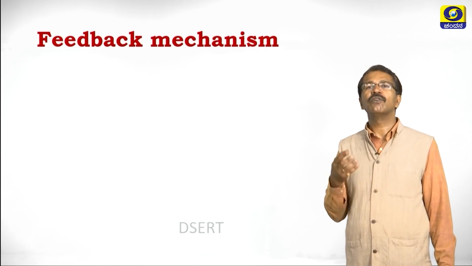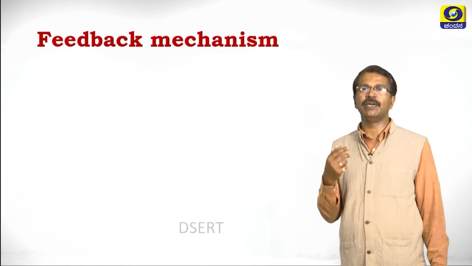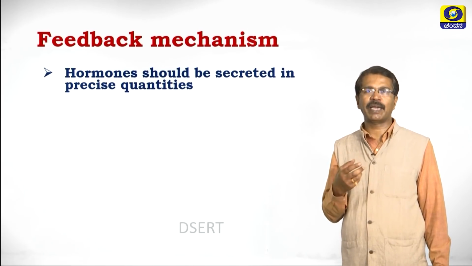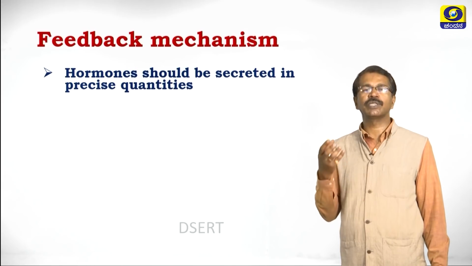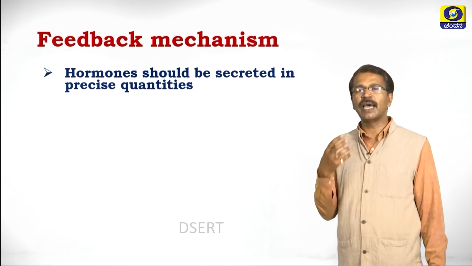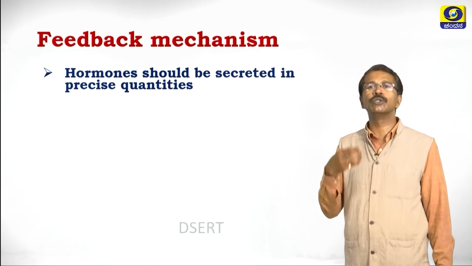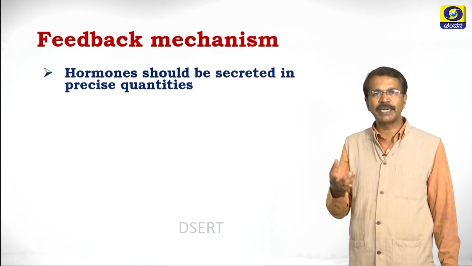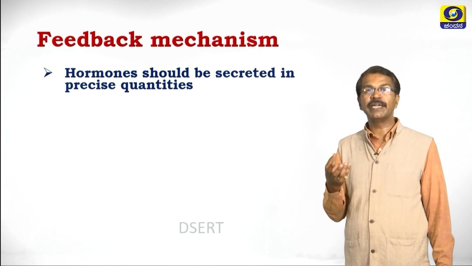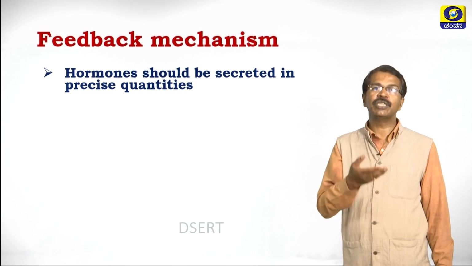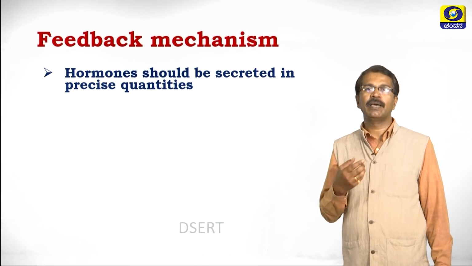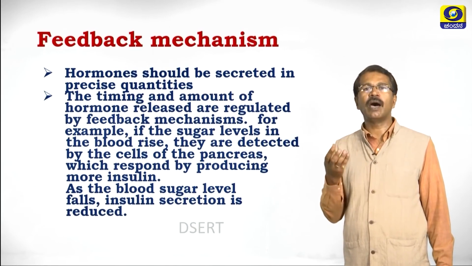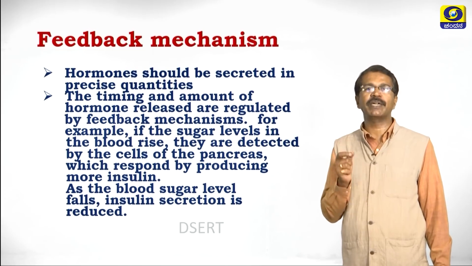Now come to the feedback mechanism. What is this feedback mechanism? How do hormones or glands come to know that it is the right time to produce hormones? Who will stimulate that? That is stimulated by the conditions in the body. Take for example, all the hormones are secreted in precise quantities. The timing is also very specific.